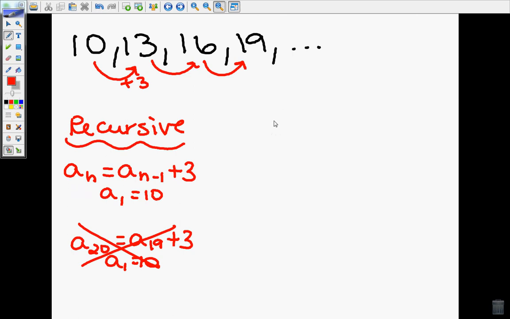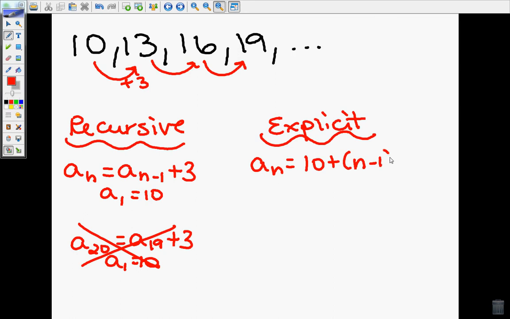Okay, the explicit formula here is a sub n is equal to a sub 1, which in this case is 10, plus n minus 1 times our common difference of 3. This is the explicit formula.